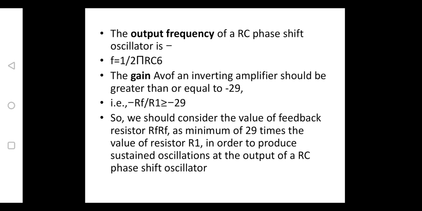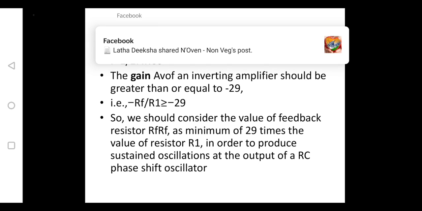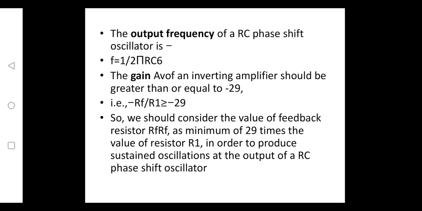So from this we can say that the feedback resistance should be 29 times the value of the input resistance in order to get sustained oscillations by using an RC phase shift oscillator. So we need to remember what must be the feedback resistance values and what must be the input resistance values of a circuit.